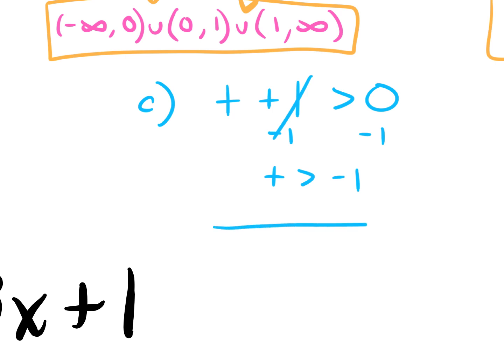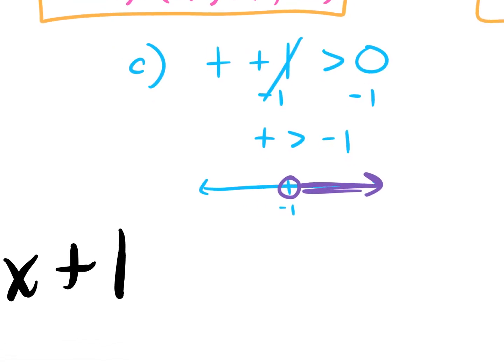So if it helps you, put it on a graph. This would be -1. Do I have an open or closed circle at -1? Open. And if we're talking about values that are greater than -1, which way would I highlight? To the right. All right, so how do I say this in interval notation? Do I put a bracket or parentheses? Parentheses -1 to infinity. Perfect.